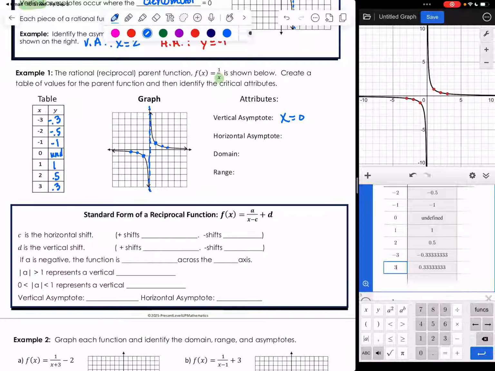All right, both branches also approach a horizontal line, but do not cross it. That would be right here at y equals 0. So for our domain, the domain would be the set of all x's such that x cannot equal 0. For the range, the set of all y's such that y cannot equal 0.